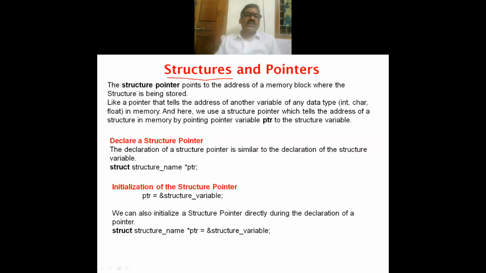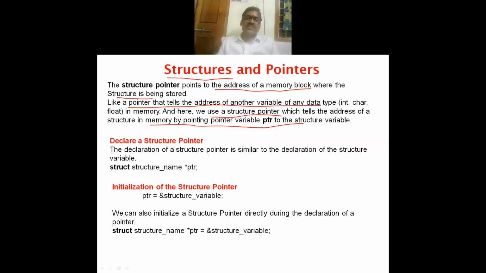The structure pointer points to the address of the memory block where the structure is stored in the main memory. It is like a pointer that tells the address of another variable of any data type, whether a basic data type or a user defined data type. So we use a structure pointer, which tells the address of the structure in memory by pointing the pointer variable to the structure variable. How do we declare a pointer to a structure?